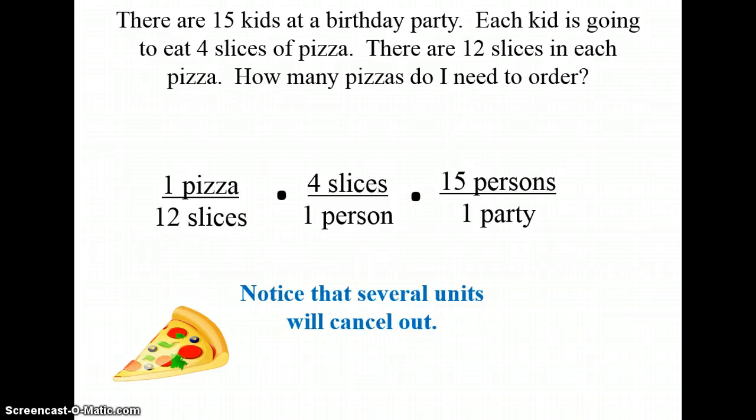So, I'm going to notice there are several units that I can cancel out. Remember, if I have it in the numerator and the denominator, I can cancel it out as long as they're paired up. So, notice, I can cancel out this unit of slices with this unit of slices because they're common. It's a common unit. I can also cancel out persons because that's common to the numerator and denominator.